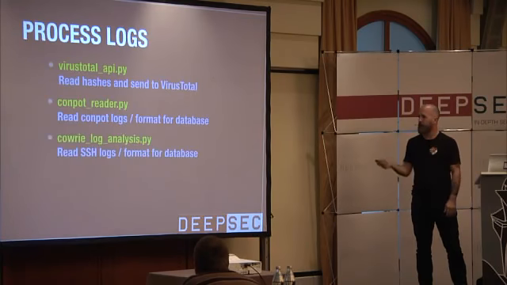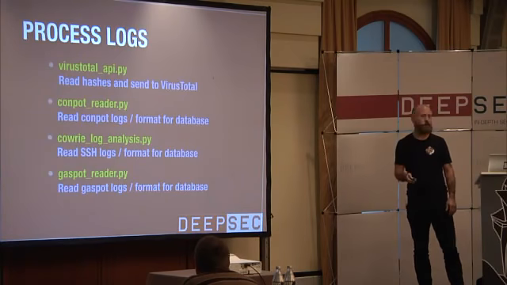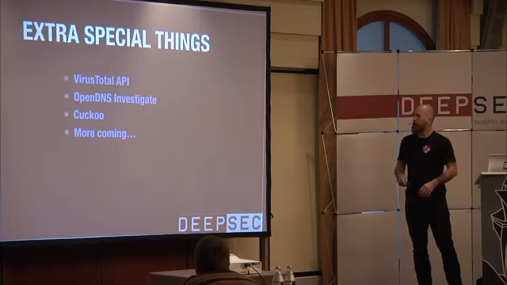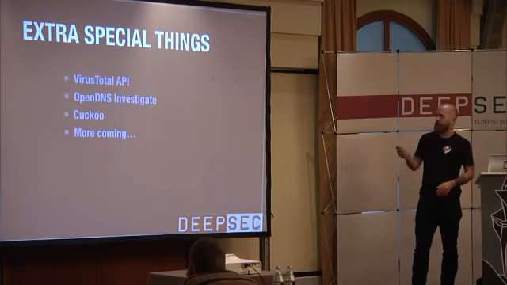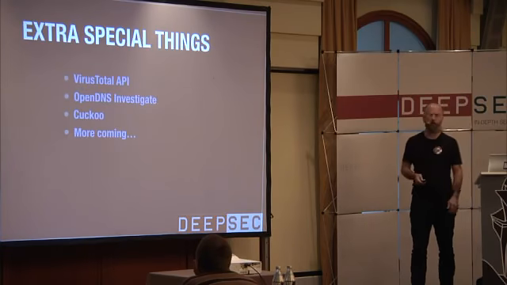I have a Cowrie log analysis, and then I have a GasPot reader, which just reads those logs and looks up information in various sites. Extra special things, well, I kind of covered the VirusTotal API and the OpenDNS Investigate. Actually, with VirusTotal, you can do that for free, but you can only do 4 calls per minute. If you pay, you can do almost unlimited. I don't think we've hit the limit where I'm working, and we do it a lot.